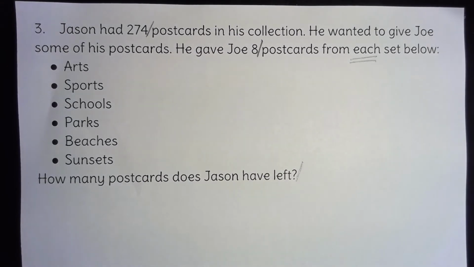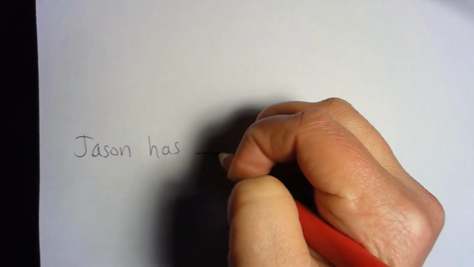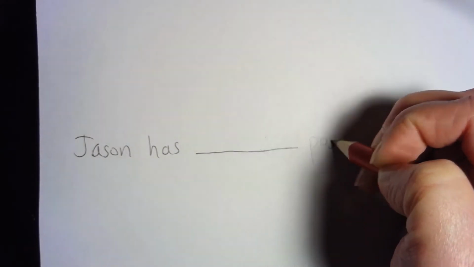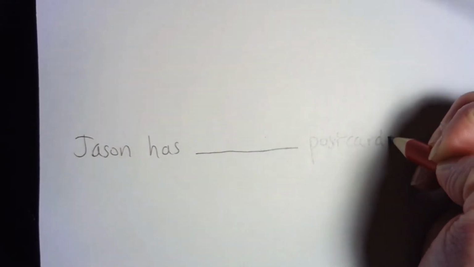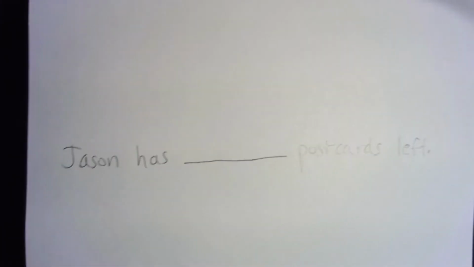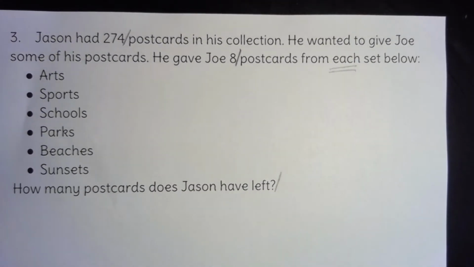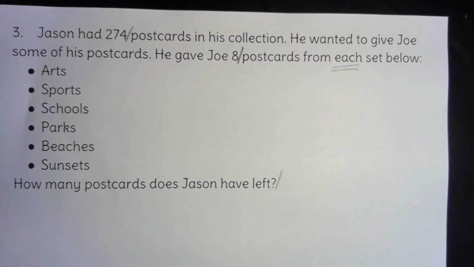Chunk. Okay, I'm not going to think yet. I'm just going to do my answer statement. Here we go. Jason has blank postcards left. Okay. So now I'm going to stop and have a little think a bit about it.